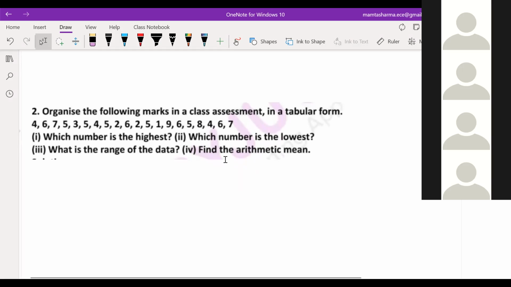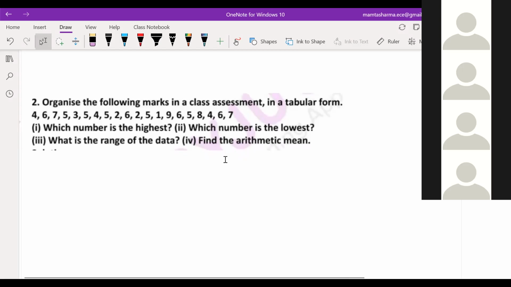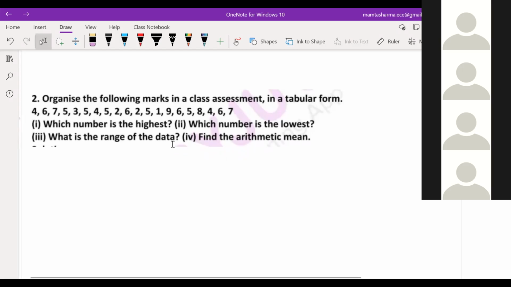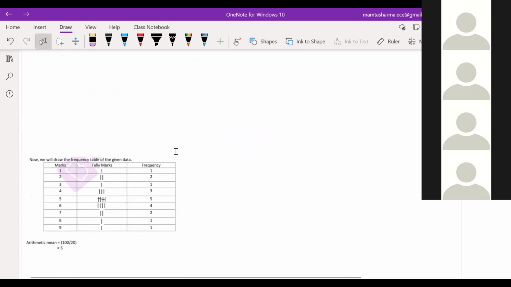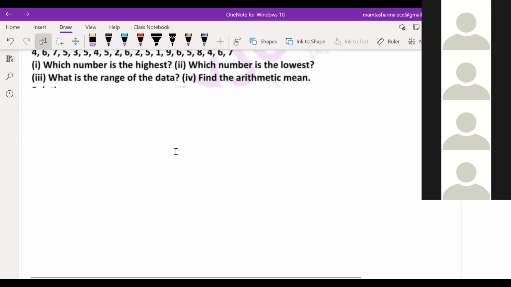You can do this. I think it is the same as the previous one, right? Yeah, maximum answers, ma'am. See it. Range is 8, correct. Ma'am, we are doing it. Okay, do this.